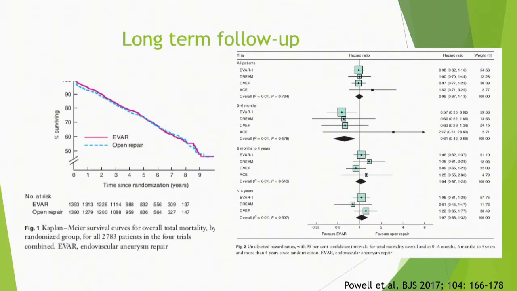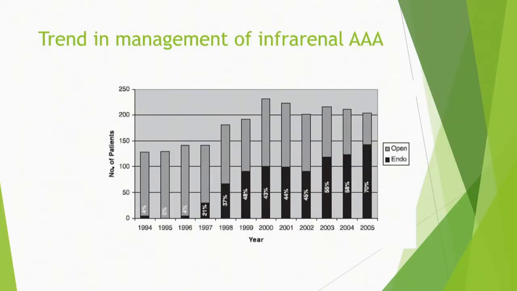In the long term, there is no difference in the overall mortality of endovascular versus open repair up to 8 years out. And hence we have seen an increasing trend towards endovascular management of aortic aneurysms over the last couple of decades. And as seen before, 70% in 2005 were managed endovascularly, and this number is even higher now.